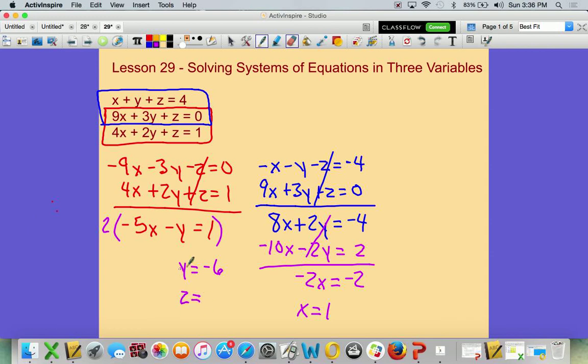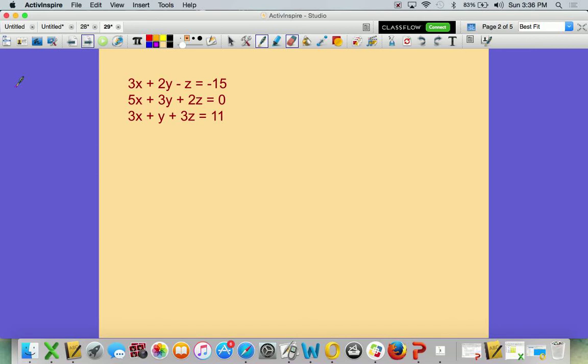So z has to equal 9. Now we think this is the correct answer, so what we need to do is plug this in to see if this actually works. So we've got 9 minus 18 is negative 9, plus 9 is 0. 4 minus 12 is negative 8, plus 9 is 1. Because that works on your other equation, that is your answer. Moving on to the next one.